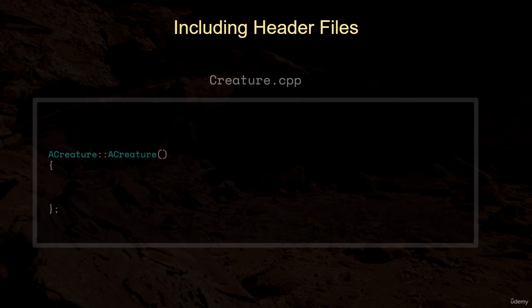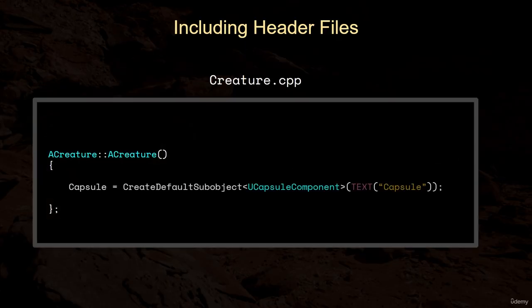Now this Creature class has a constructor, and that's where we would actually construct a capsule component object using CreateDefaultSubobject. Now this action does require that we have the size information for the capsule component, so we can allocate that much space in memory. So if we could get away with not including the header file in Creature.h and instead include it here, well then we're actually including the header where we need it. There's no getting around it here. We need the capsule component to be defined in order to construct an object of this type.